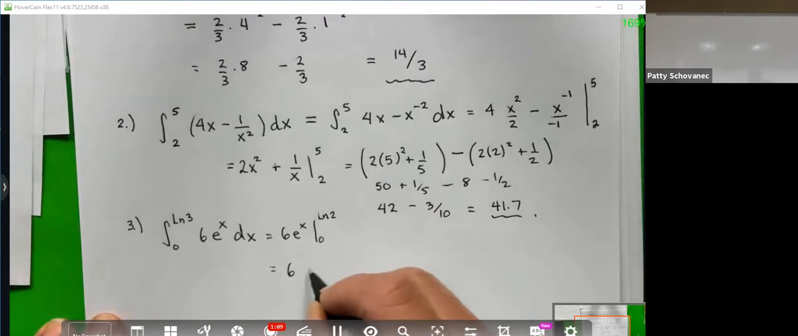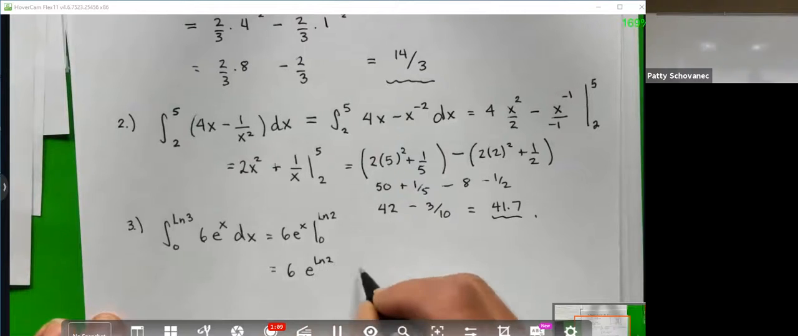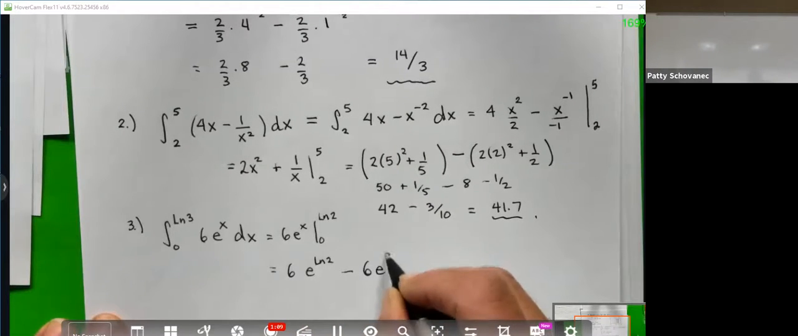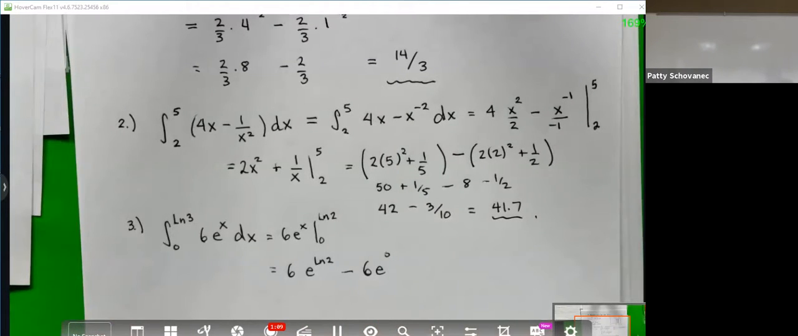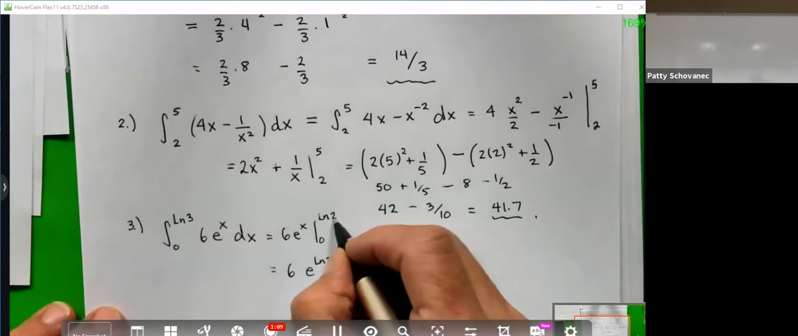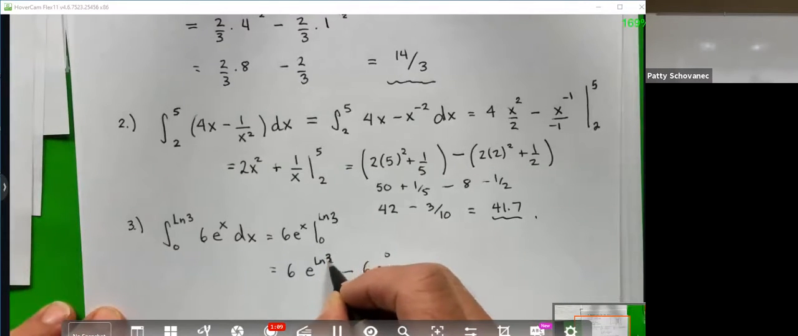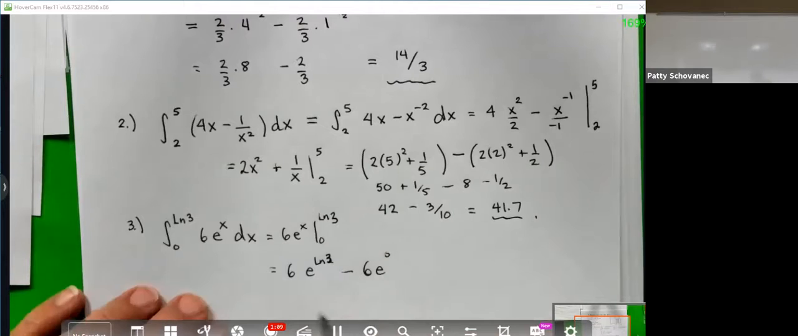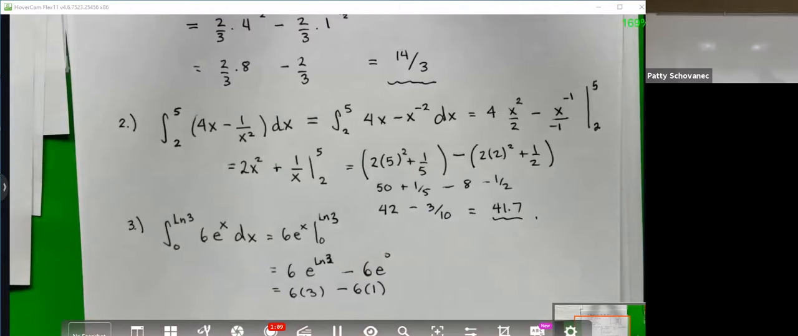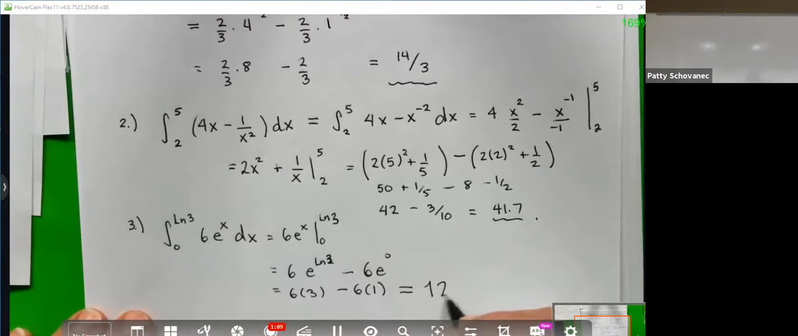So we have 6 times e to the natural log of 3 minus 6 times e to the 0. What is e to the natural log of 3? E to the natural log of 3 is 3. So I have 6 times 3, e to the 0 is 1. 18 minus 6 is 12.